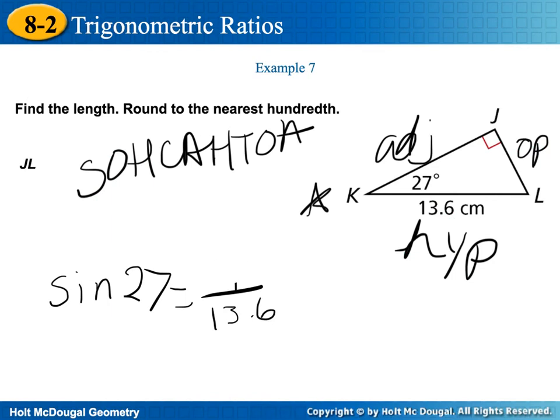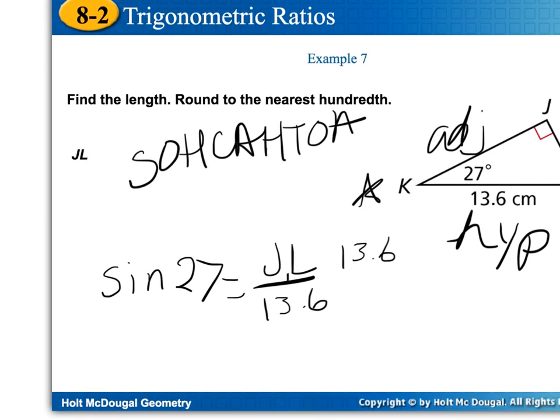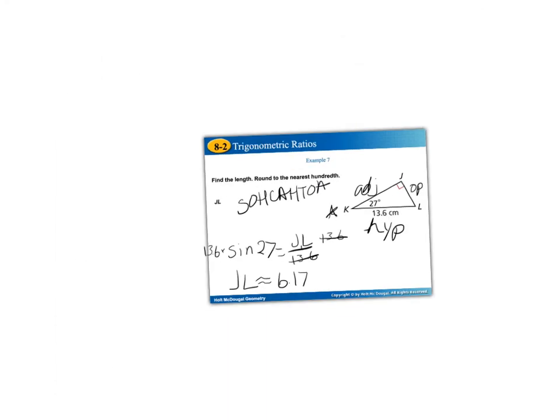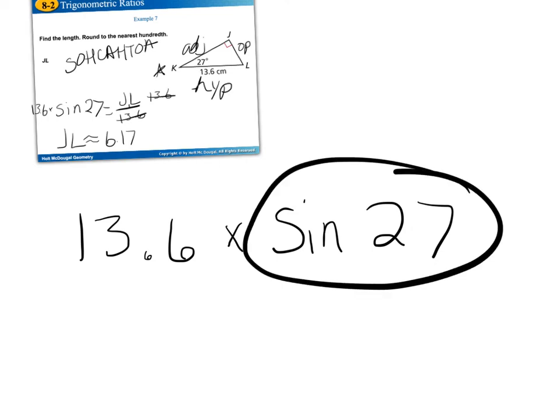Instead of opposite, I'm going to write JL, because that's the side we're looking for. To get JL alone, I'm dividing by 13.6 in the denominator, so I need to put 13.6 in the numerator on both sides. That cancels over here. So JL is about 6.17. Again, in your calculator, you are going to put 1, 3, decimal, 6, multiply, sine, 2, 7, enter. Do not figure out this first and then round.